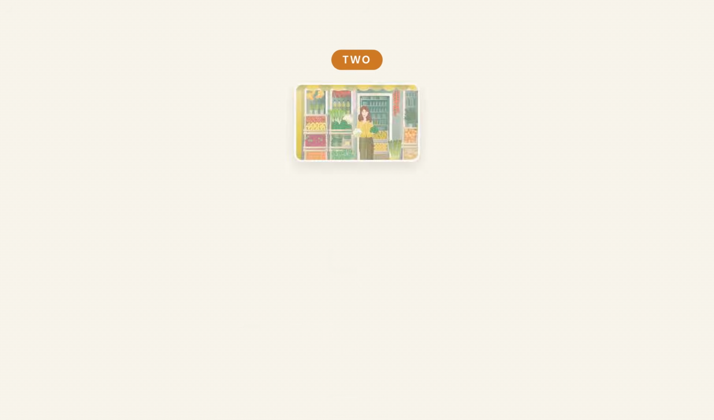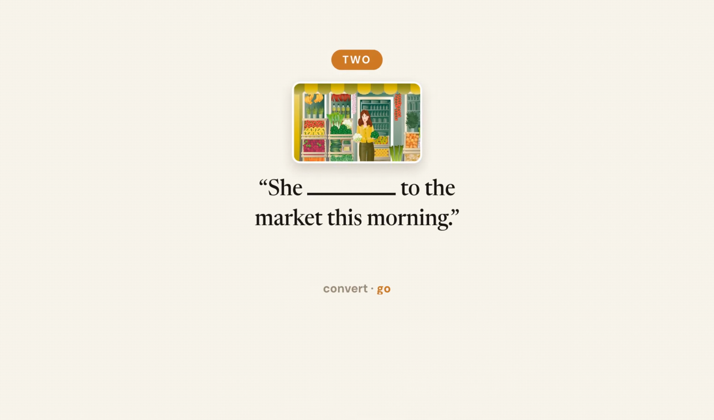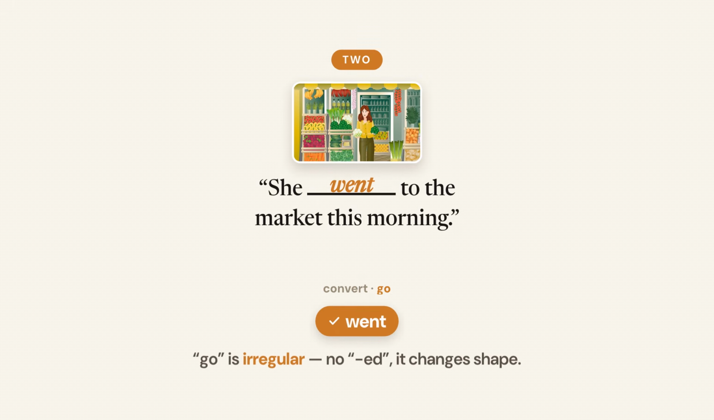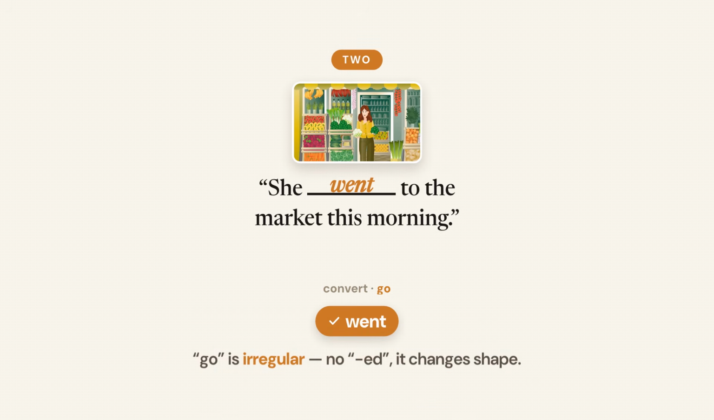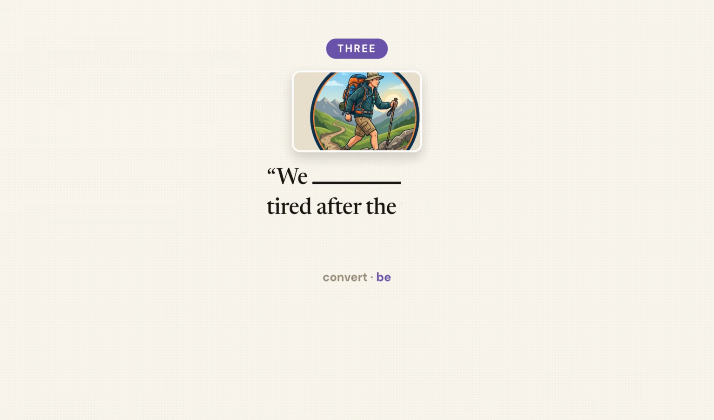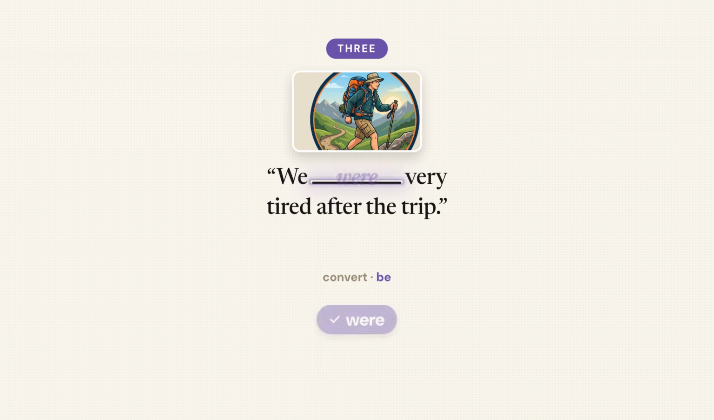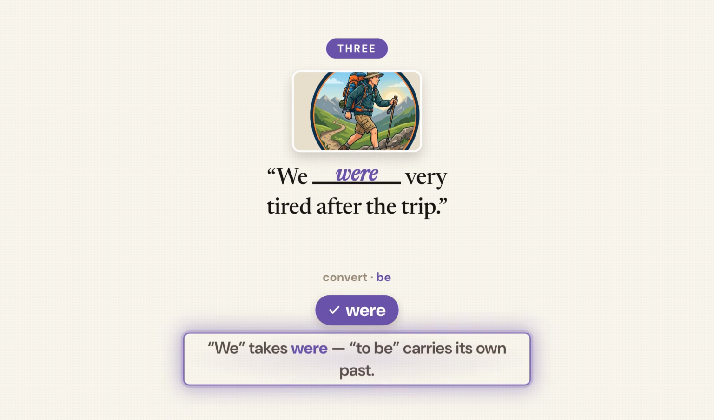2. She go to the market this morning. The answer is went. Go is irregular, no ed, it changes into went. 3. We be very tired after the trip. The answer is were. We takes were.